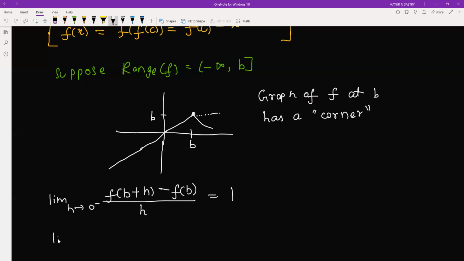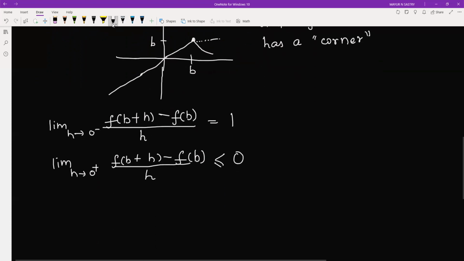But what about the limit as h goes to 0 plus of (f of b plus h minus f of b) by h? Well, notice that, as we can see in the graph, f decreases beyond b and it can't go above b. So for every positive h, f of b plus h must be lesser than or equal to f of b, which means that this limit, as h is positive, of (f of b plus h minus f of b) by h must be lesser than or equal to 0.